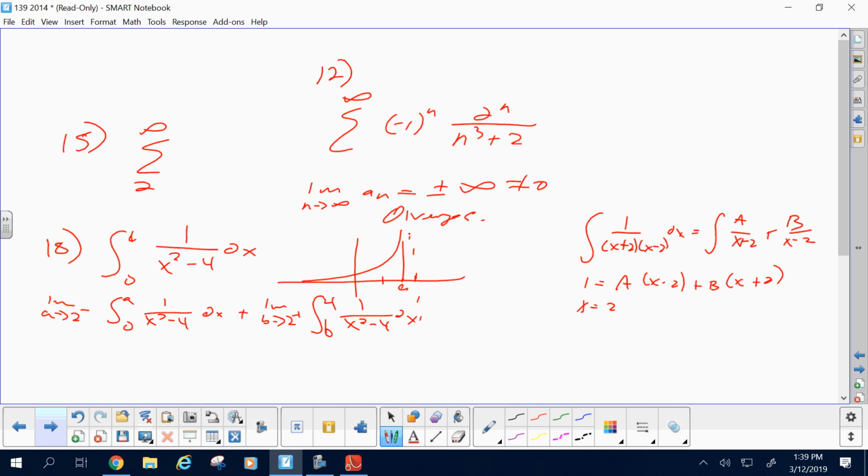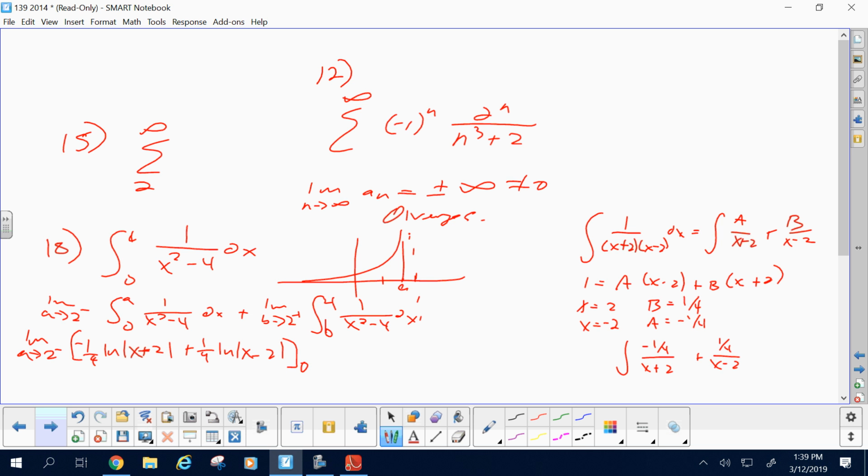So if x equals 2, b equals 1/4, and if x equals -2, a equals -1/4. So it's the antiderivative of -1/4 over x plus 2, and positive 1/4 over x minus 2. So this is the limit as a goes to 2 from below of -1/4 log of x plus 2, and positive 1/4 log of x minus 2, from 0 to a, plus the limit as b goes to 2 from above. You get the idea.